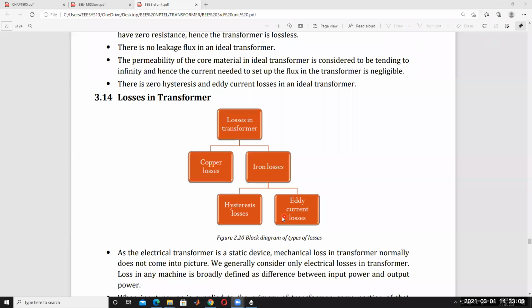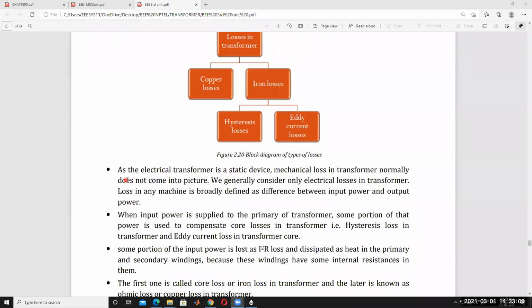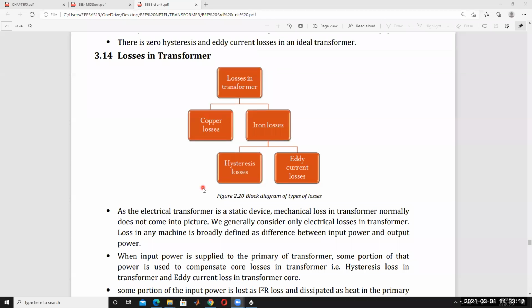So this is losses. Let's consider them one by one. As the electrical transformer is a static device, the mechanical loss of a transformer does not come into the picture, because there are no rotating parts. That is, the mechanical loss in a transformer is zero.